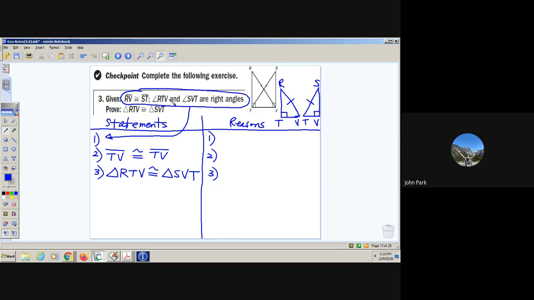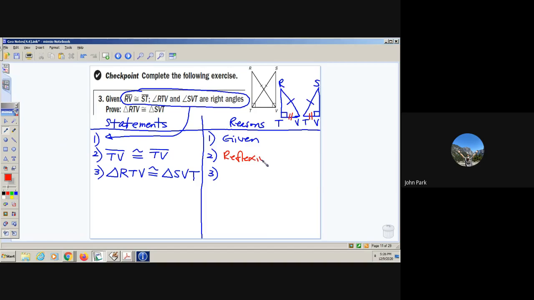And then I know that these angles here, the RTV and the SVT, are right angles. So I mark the right angles there, right? So then I'm just going to write that as the given information. So you always start with the given information, right? And then I know that the TV at the bottom is congruent to itself, right? So this TV is congruent to that TV. Why? That's reflexive again, right?